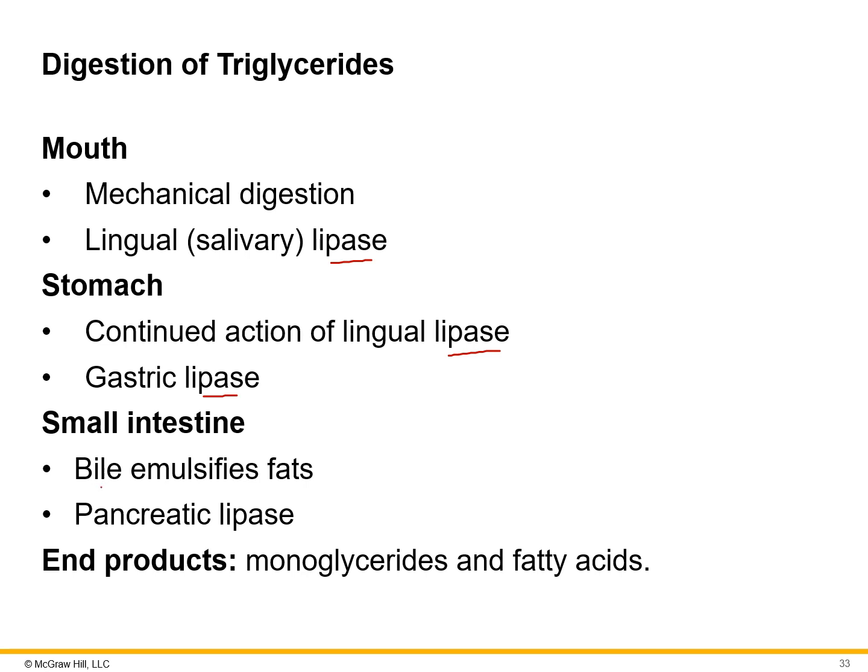Then in the small intestine, the bile from the liver that was stored in the gallbladder helps to blend in and help dissolve the fats. And then the pancreatic lipase is sent to the small intestine to also help break those down. And so by the time we're done, we have these monoglycerides and fatty acids. So we're taking the glyceride off and we're releasing those individual fatty acids.